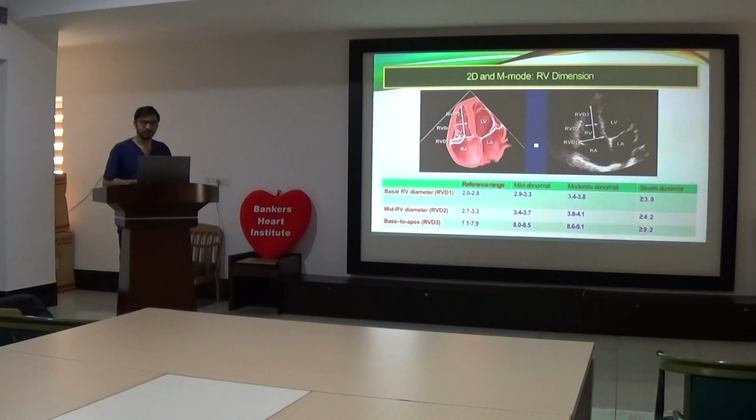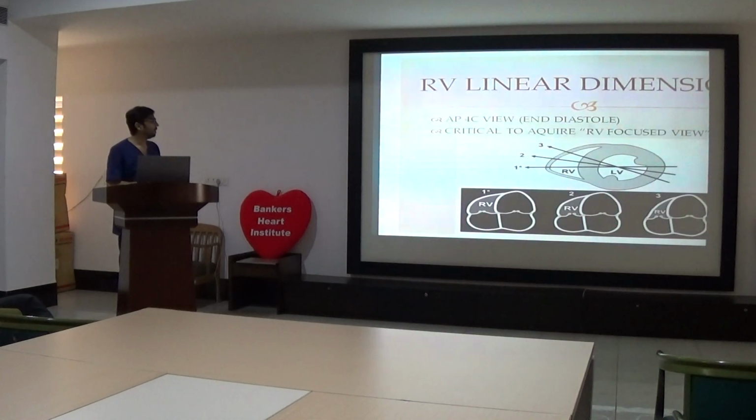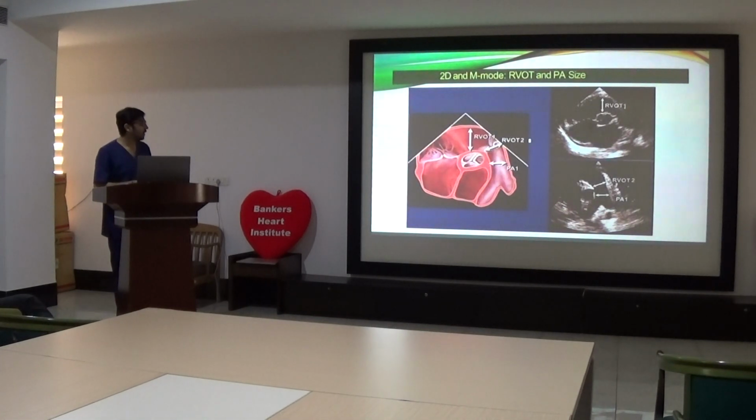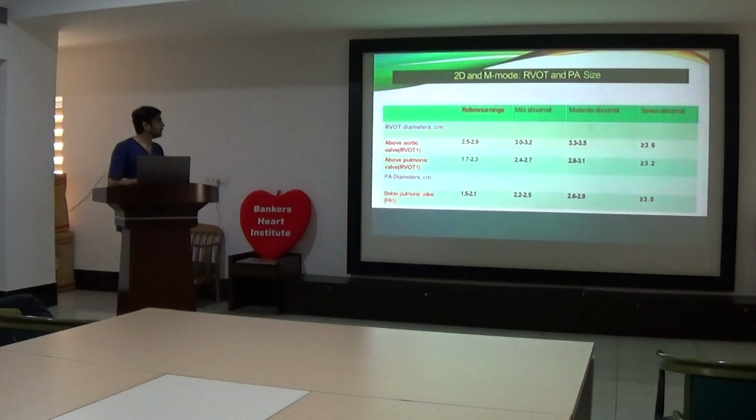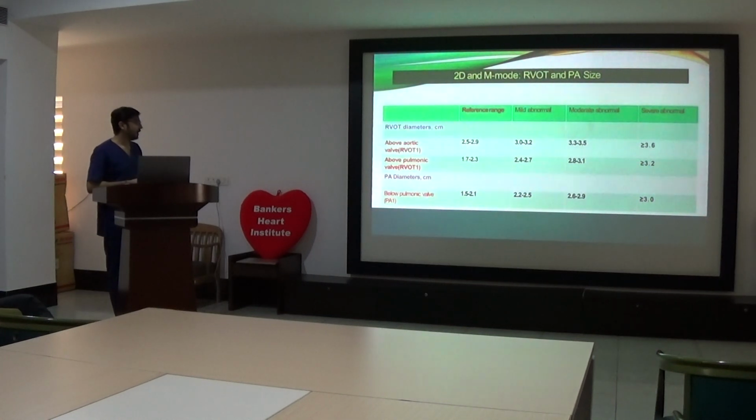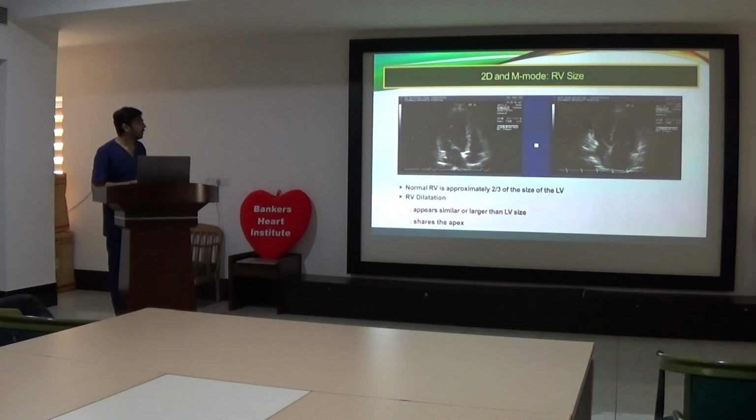Please recheck this. Yes. So in the 4-chamber window, the main portion of the LV is at the apical level. So for the RV, to estimate the mid cavity size, we can only consider this. So this is the RVOT level, RVOT 1, RVOT 2, and the pulmonary artery level. These are all the parameters showing above the aortic valve, above the pulmonary valve, pulmonary artery diameter, and below the pulmonary valve. So this is RV size assessment.